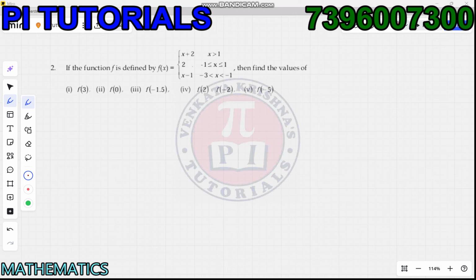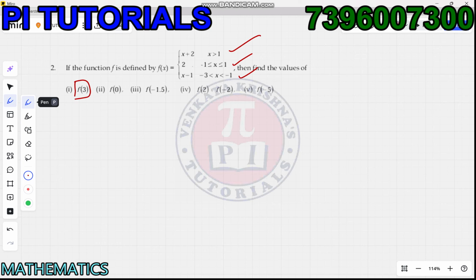So f of x is equal to x plus 2, x greater than 1. F of x is equal to 2, minus 1 less than or equal to x less than or equal to 1. F of x is x minus 1, minus 3 less than x less than minus 1. The question is asking to find f of 3. So f of 3: for x greater than 1 the function to consider is x plus 2, that is equal to 3 plus 2 equal to 5.